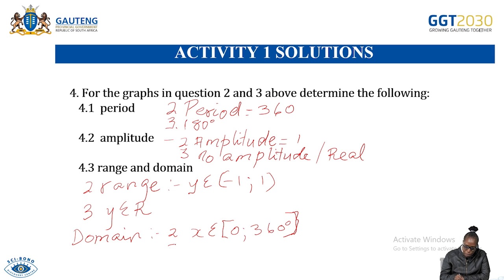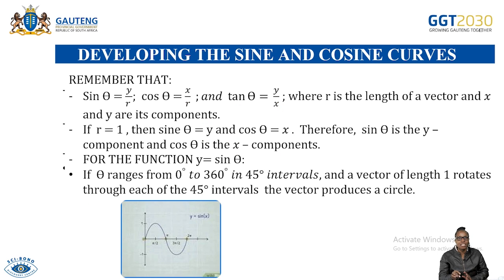And for number 3, the tan graph, is x as an element of, I have covered 0 till 360 again. 0 till 360 for my tan as well, because I have moved on all my x values from 0 up until 360.